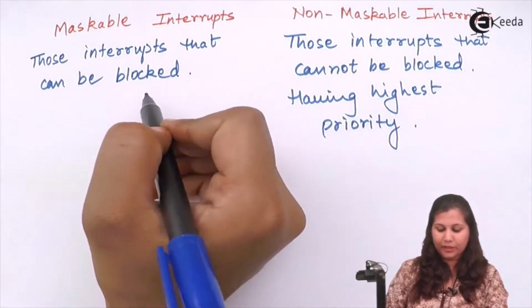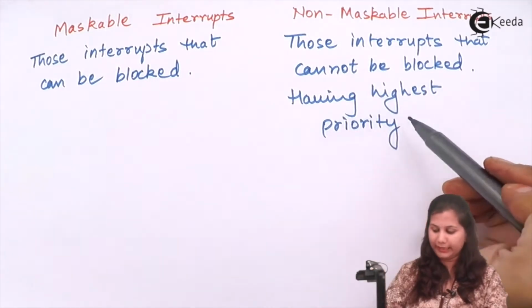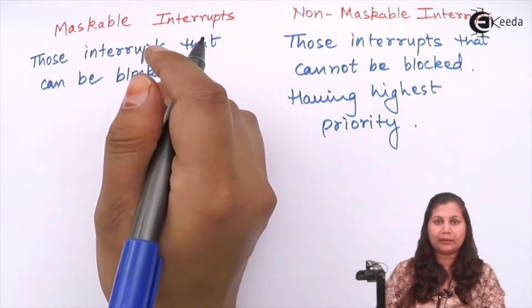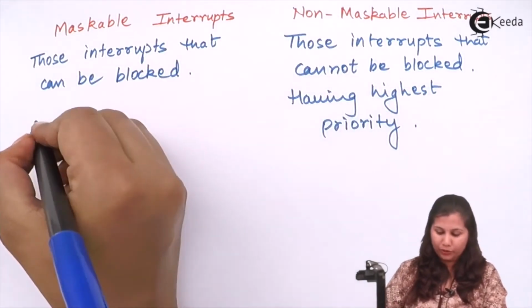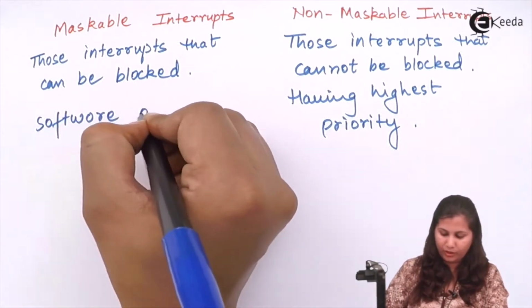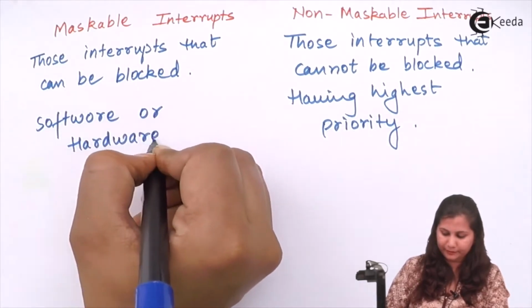So maskable interrupts can be blocked for some time. Non-maskable interrupts cannot be blocked; they have the highest priority. Now masking of the interrupts can be done either through software or through hardware. There can be either a software or a hardware method for masking of interrupts.